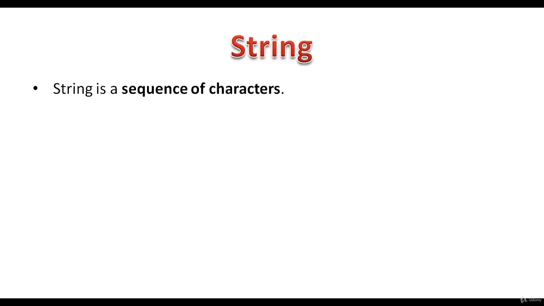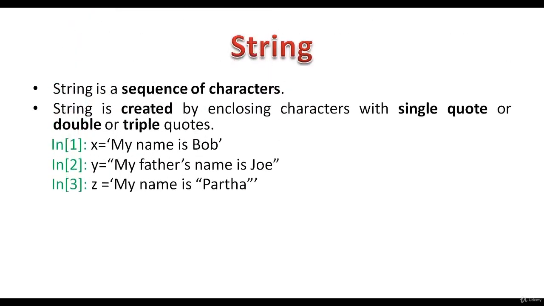String is a sequence of characters. String is created by enclosing characters with single, double, or triple quote. Here are three strings. First is enclosed under single quote. Second, because here an apostrophe is used, it is enclosed under double quote. And third one, because here double quote is there, it is enclosed under single quote.